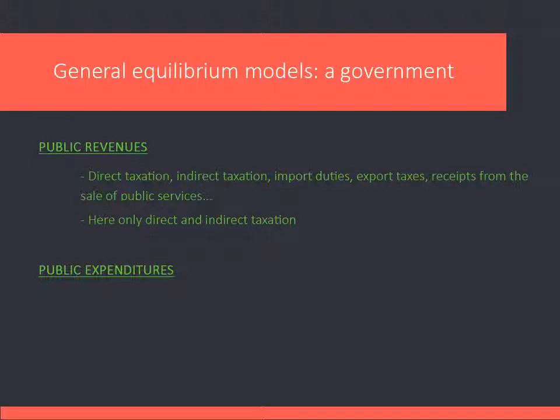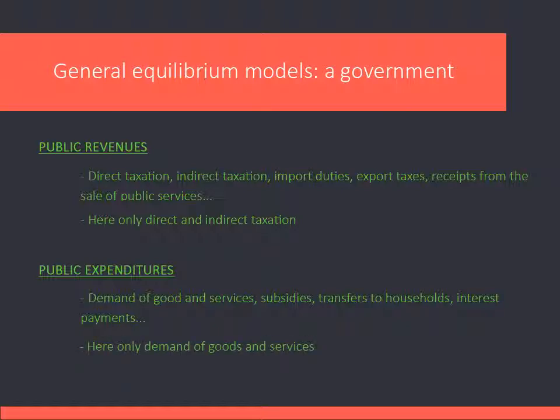Second, concerning public expenditure, again there are many types in real life of public expenditure: demand of goods and services, subsidies, transfers to households, interest payments, and many other things. And so here we will only consider the demand of goods and services.